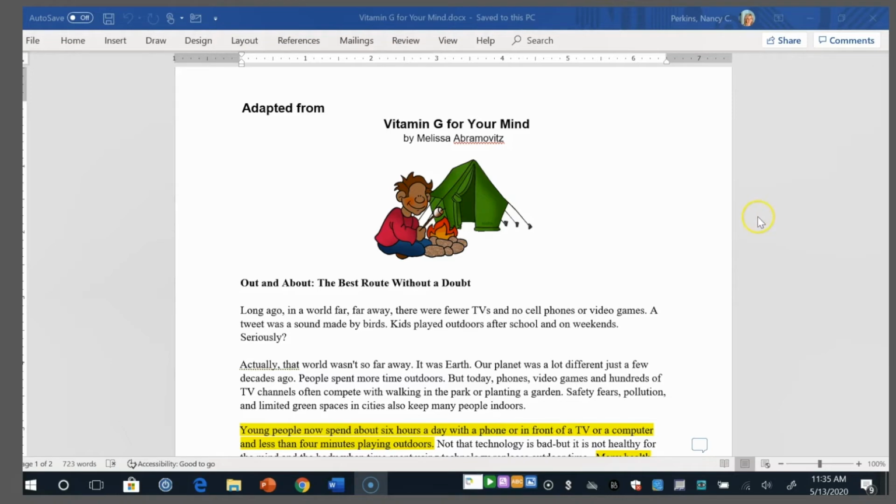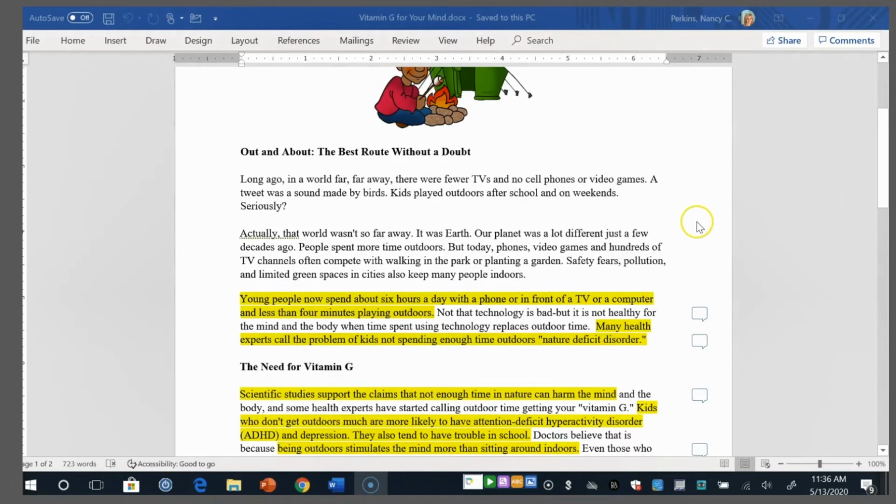Okay, now I've started this for you. I've read the first part of the article and I've highlighted some facts that I found, and I also captured some of my thinking. So follow along with me now and I'll share with you what I did with the first part of the article, and then you'll continue and finish up. Okay, so again, the article, Vitamin G for Your Mind. The first section, Out and About, the best route without a doubt.